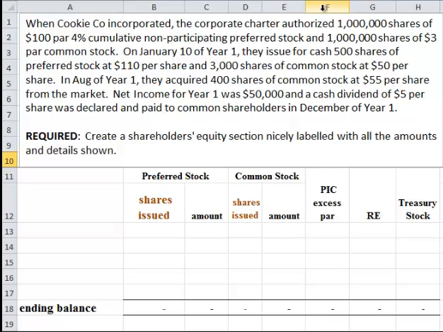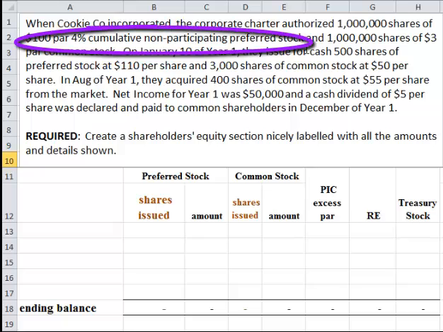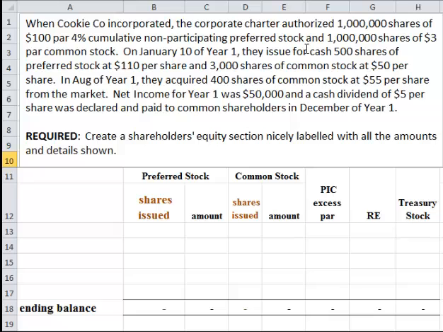Okay, so what do we have here? When Cookie Company incorporated, they authorized 1 million shares of, look at the name of this preferred stock, $100 par, 4% cumulative non-participating preferred stock. That's a long name for that stock, and it tells us quite a bit about the features of the stock. This little piece here, the $100 par, 4%, is the secret code for solving what the maximum dividend per share is. Cumulative means that if you skip a dividend in any one year, you must make it up before you pay the common shareholders any dividends.